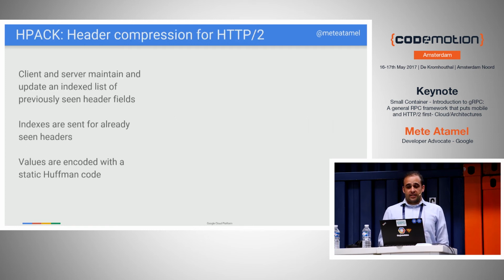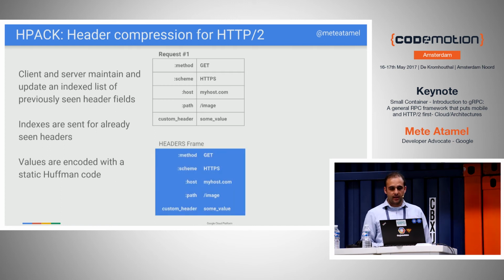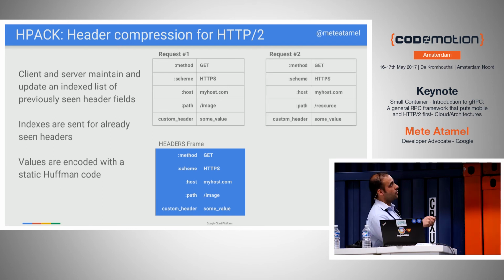The second thing about HTTP2 is the header compression. If you look at HTTP1, when you send a request, you would send something like that. In HTTP2, you also send it like that, so there's not much difference. But then the difference comes in the second request. In the second request in HTTP1, you would send pretty much the whole thing again. But when you look at it, everything is the same except the path. It doesn't matter, you still send the whole thing.